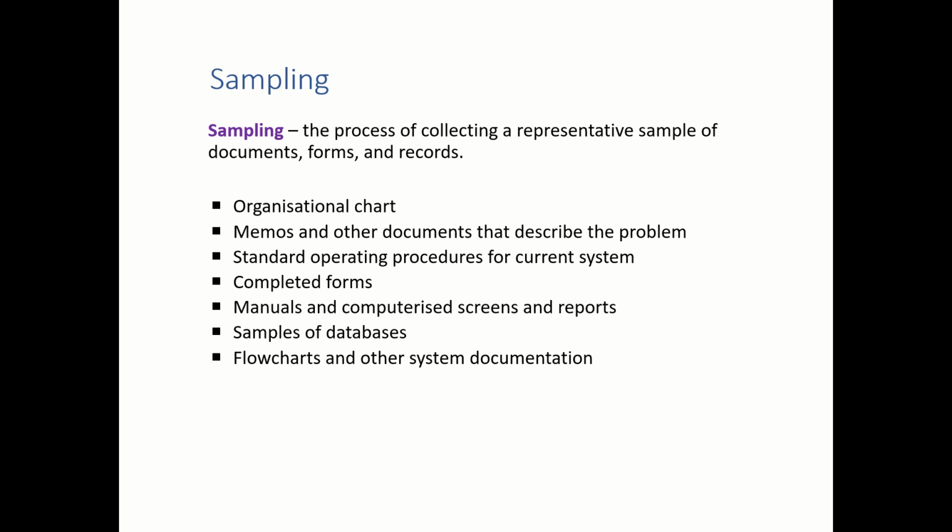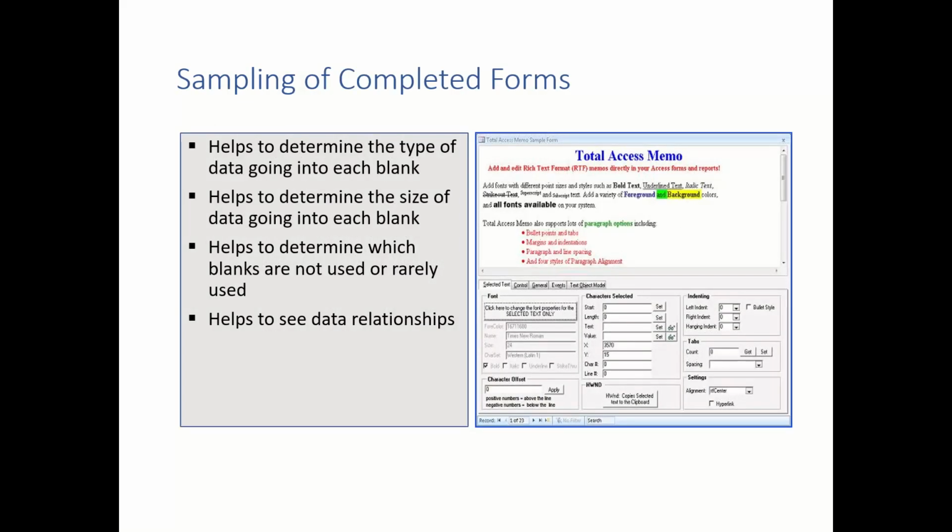Sampling is basically collecting information from the documents. It could be from a dashboard, organizational chart, the memo, standard operating procedures which are already set for your company, and completed forms. It could be from the flow chart or something which is already there as part of the databases, right? They can get the information from there. Sampling of completed forms will help you check the forms and understand whether all the blanks are filled, or is there any blank, or why is that blank, so you can analyze like that.